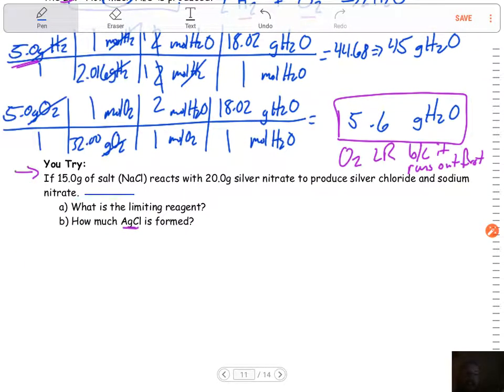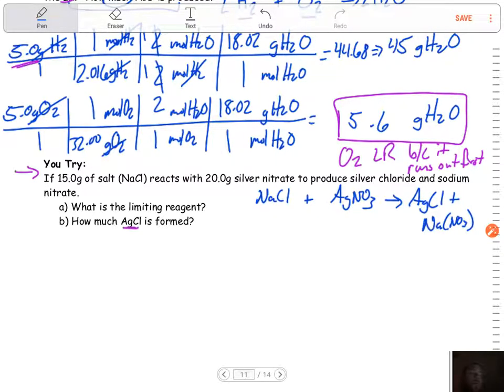So I have 15 grams of salt, NaCl, which reacts with silver nitrate, AgNO3. It's going to produce silver chloride, AgCl, plus sodium nitrate. And how I got all those, I used my crisscross method. Notice this is already balanced, so that's going to make my work a little bit easier. We're going to figure out the limiting reagent and how much AgCl is formed. Since we have two products here, we want to make sure that whenever we compare them, we go to the same product.